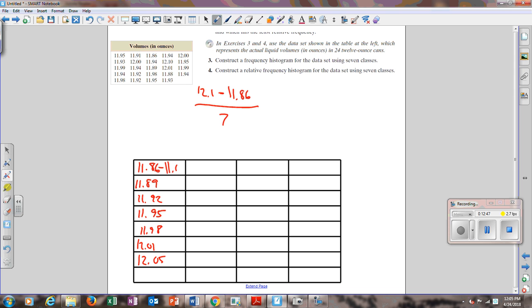Okay, then we have 11.88, 11.91, 11.95, 11.97, 12.0, 12.04, then this is going to add 12.08.